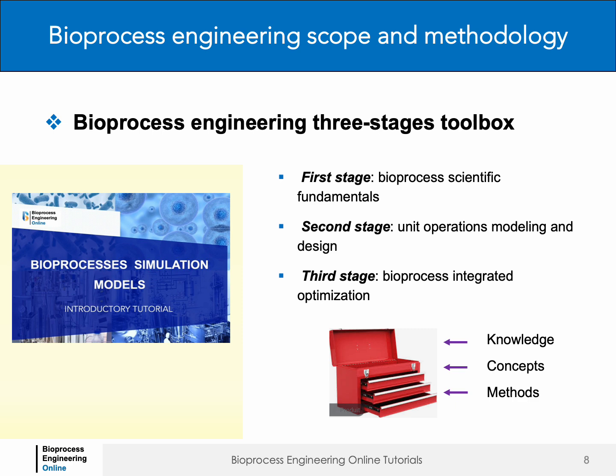The tutorial Bioprocess Engineering Toolbox presents the 3-stage framework of concepts, methods, and knowledge used in bioprocess engineering education. The first stage covers scientific fundamentals, providing essential understanding of biological and physicochemical phenomena. The second stage focuses on the modeling and design of individual unit operations. The third stage addresses the integrated optimization of the overall bioprocess.